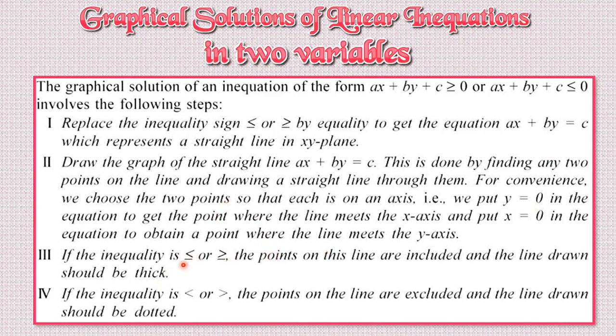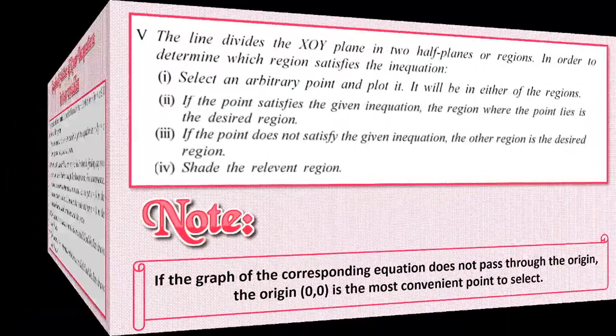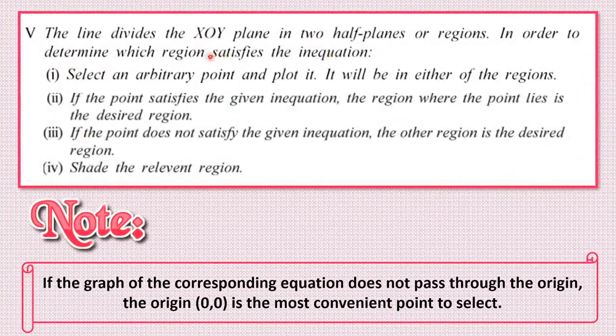Then, if the given inequality involves the equal to sign, we have to make a thick line. If it is a strict inequality, meaning no equal to sign, then please make a dotted line. After that, the line that we draw will definitely divide the given Cartesian plane into two half planes or regions.